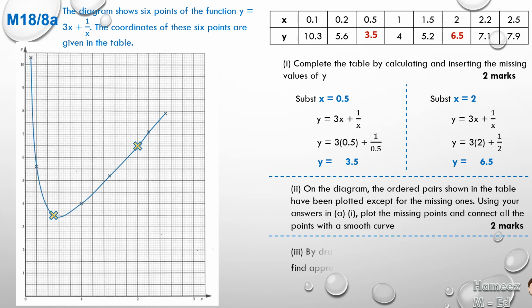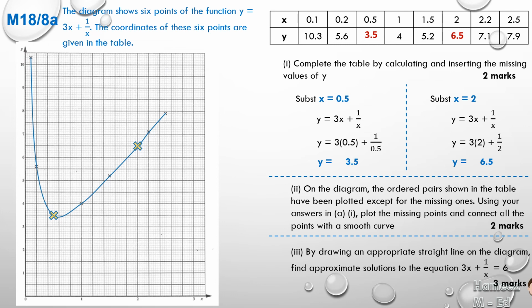Part 3. By drawing an appropriate straight line on the diagram, find approximate solutions to the equation 3x plus 1 on x, which is y, that's our curve, is equal to 6. It means that we have 2 equations, one being a curve, 3x plus 1 on x, which we already have plotted on the left-hand side, and on the right-hand side, we have 6. So let y be equal to 6.